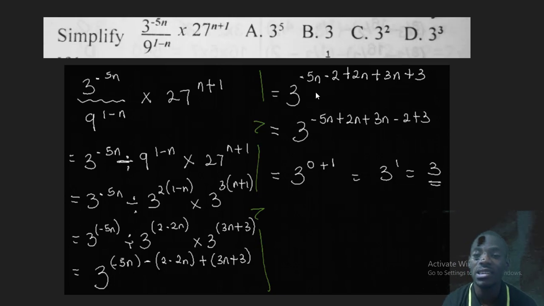The next thing is now to collect like terms. 3 raised to the power minus 5n plus 2n plus 3n, minus 2 plus 3. Minus 5 plus 2 plus 3: 2 plus 3 is 5, minus 5 plus 5 is 0, so I'll have 0 there. Then minus 2 plus 3 is 1. So it is actually 3 raised to the power 1, and that is actually 3. So my answer is 3, option B.